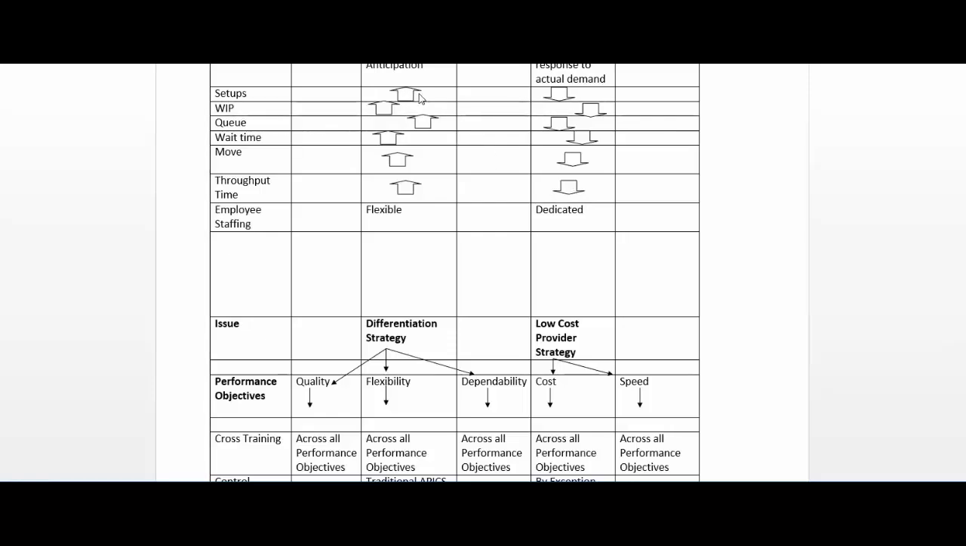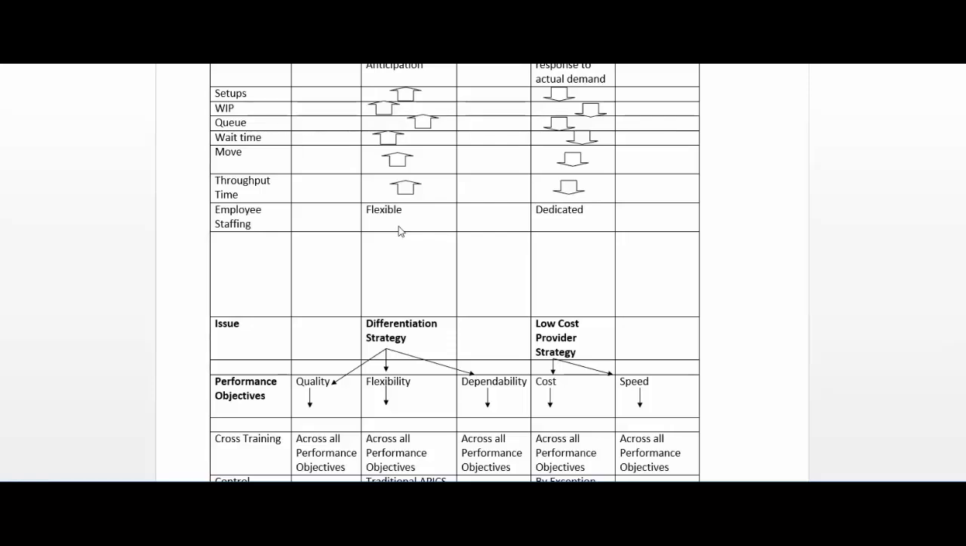Whereas in the responsive strategy, you're in high-variety batches all the time, so again, more setups. You're going to have more work in process because more unique jobs are sitting out on the floor, because you're pushing through in anticipation. Therefore, you're going to have more things queued up in front of workstations waiting to go through. More wait time, because the first part has to wait for the rest of the batch to get produced before it moves on. So therefore, longer move times. And because I have more queue, wait, and move time, I've got more throughput time.